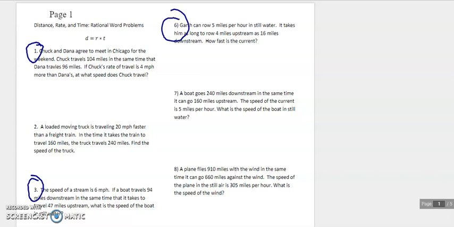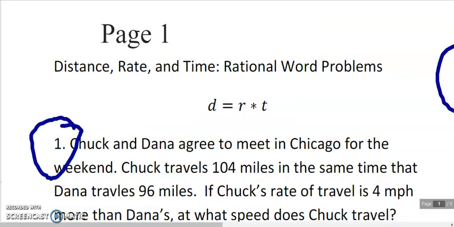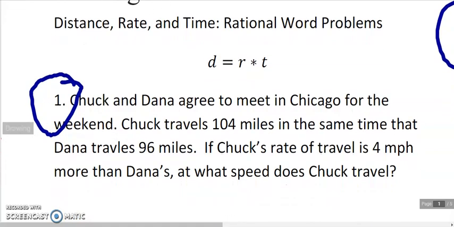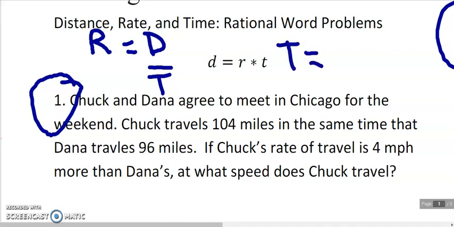Today we're going to be looking at rational word problems involving distance, rate, and time. So before we get started working the questions, let's look at the equation that they've given us, which tells us that distance is equal to rate times time. You may have also seen this written as rate equals distance over time, or time equals distance over rate.